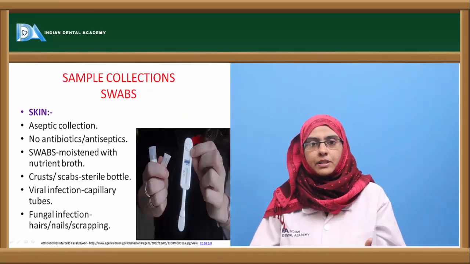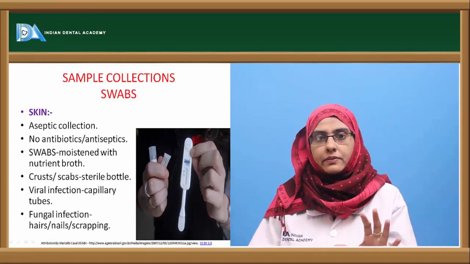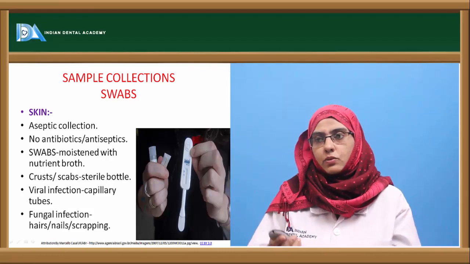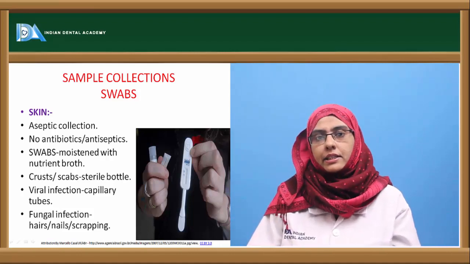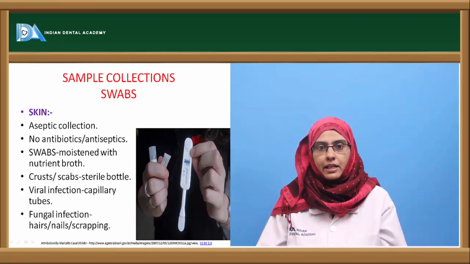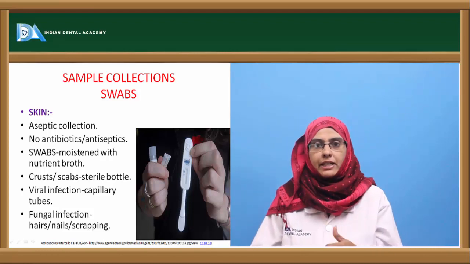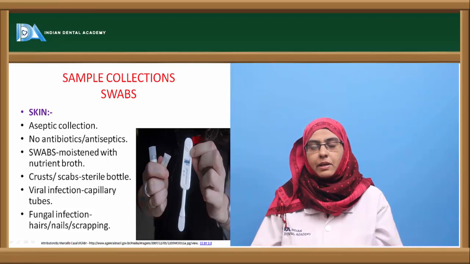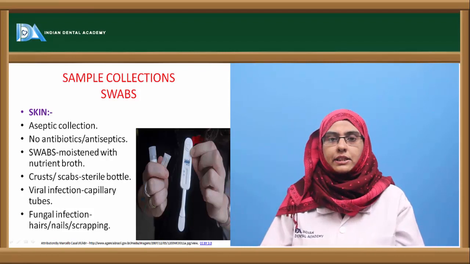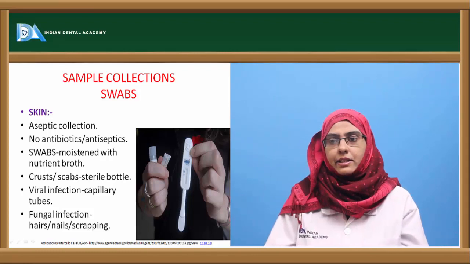The main purpose of collecting the skin specimen is to identify the organisms usually involved in skin diseases. Here the best method to collect the specimen is a swab. When collecting the specimen from the skin, it should be in aseptic condition, and no antibiotics or antiseptic should be applied. Only washing with soap and water should be done, because antibiotics might inhibit the growth of the pathogenic microorganism. The swabs used in collecting the specimens are moistened with saline, dipped in nutrient broth, and pressed gently on the infected area to collect the specimen.